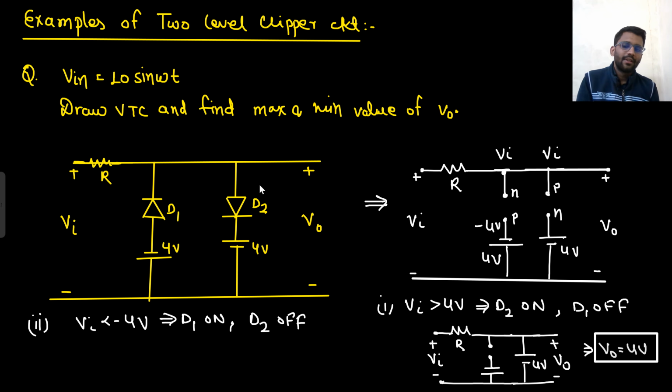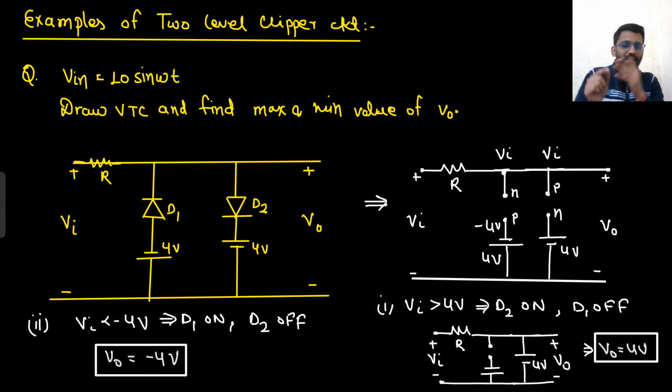So what will be the output? If D2 is off, there will be no use of this battery because there will be no current in this battery. And this D1 will be shorted. If D1 is shorted, that means complete minus 4 will be going towards the output. So V out will simply be equal to minus 4 volt. So this is the second case.